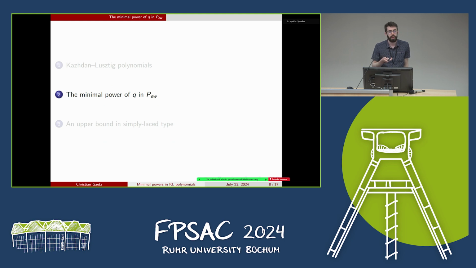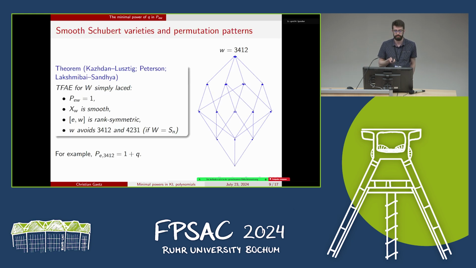Okay, I will now tell you about the particular aspect of these polynomials we're going to be interested in, which is sort of the first non-trivial power of Q appearing. So to set the stage, I want to talk about this theorem. This is really a concatenation of several theorems due to Kazhdan, Lusztig, Peterson, and Lakshmibai-Sandhya. So if W is simply laced, so in particular for the symmetric group, the following are equivalent.